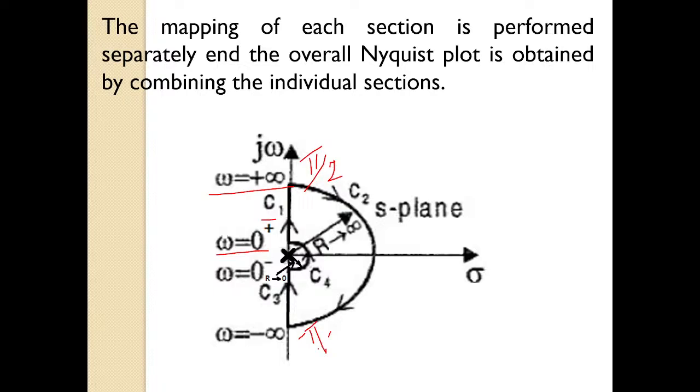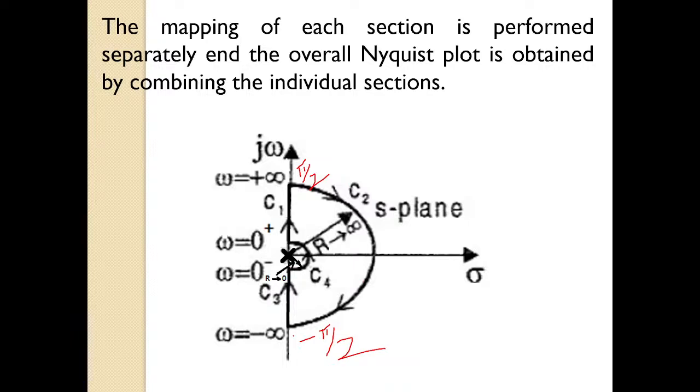Not angular displacement, it is theta. The limits for this arc, it's an arc, isn't it? So the limits for this arc are theta equal to plus pi by 2 to minus pi by 2. Sorry, theta equal to plus pi by 2 to minus pi by 2. These are the theta limits for this arc C2.